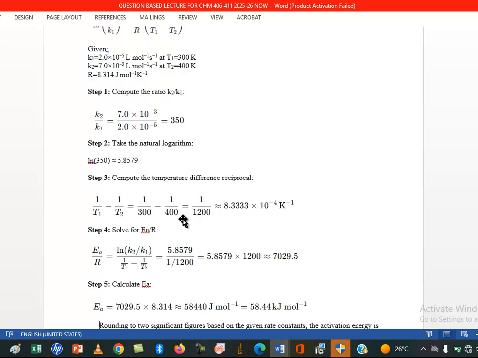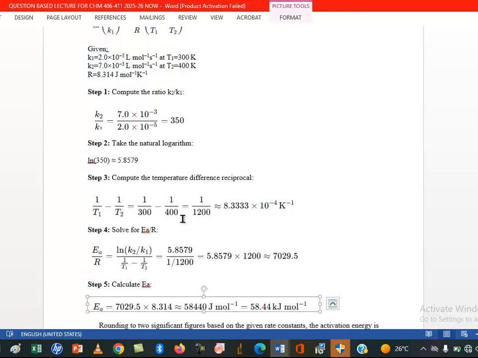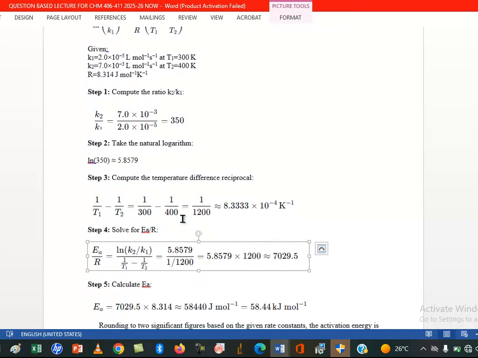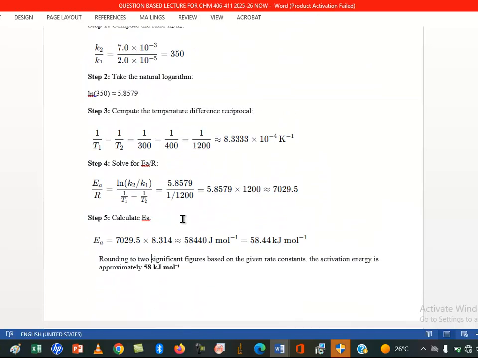So to get your EA, which is what you are looking for, EA is equal to 7029.5 times 8.314. Remember that is our R, 8.314. When you multiply, you get 58440 joules per mole, which you can convert, if you wish to, to 58.44 kilojoules per mole. Okay, so that is your EA, activation energy.